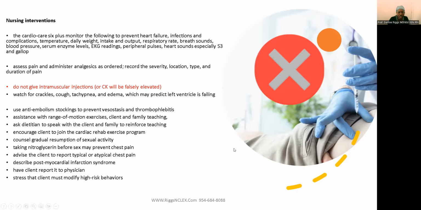Range of motion exercises, lots of teaching. We talked about the diet change. That's just the way it is. They'll have to, okay? And they're usually in rehab, these clients. Those are long-term. You want to teach them about resuming sexual activities. Remember, they have to be able to go up at least 2 flights of stairs in order to do that. We want to teach them about taking their nitroglycerin before sexual activities, so we prevent the chest pain that could come because of that. Okay, and they have to report any type of typical or atypical chest pain. Like, the earlier the better. The sooner we catch these things, the better.